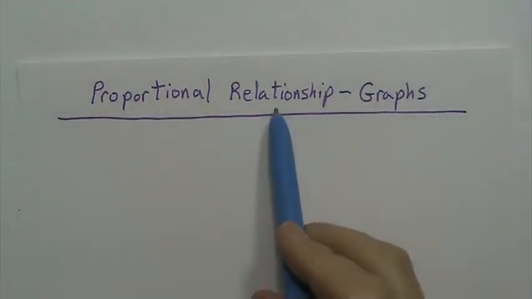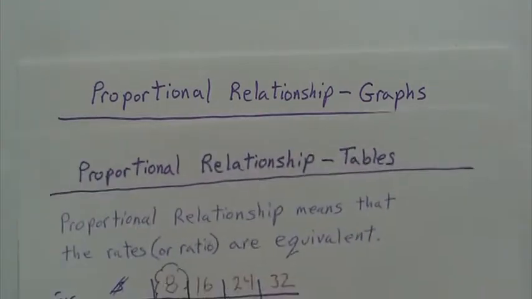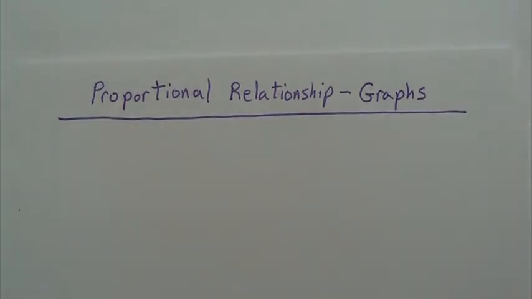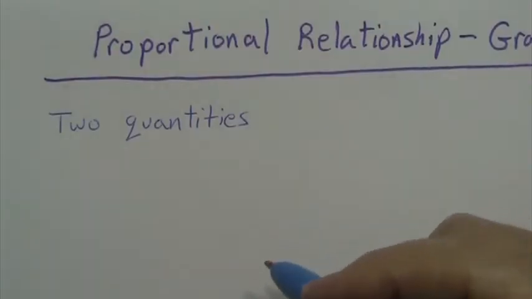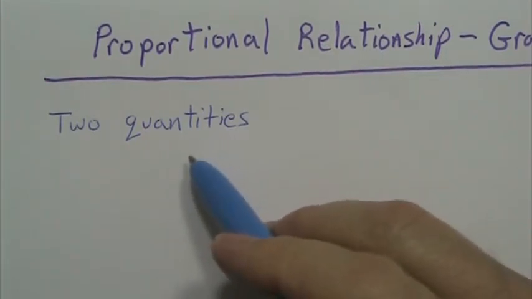So, proportional relationships, but this time we're dealing with graphs. If you remember, before we dealt with tables. Now we're dealing with graphs. Okay, let's just write out one sentence here. Two quantities. In other words, two sets of numbers.